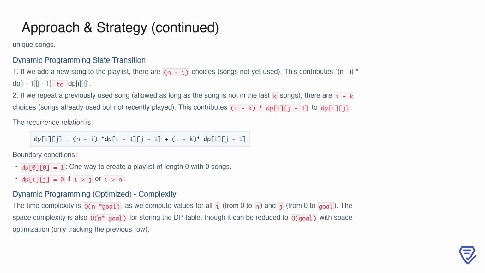With this setup, the dynamic programming approach has a time complexity of n * goal, since we calculate values for all combinations of i and j. The space complexity is also n * goal, due to the dp table, though we can reduce it to goal through space optimization by only storing the previous row of calculations.